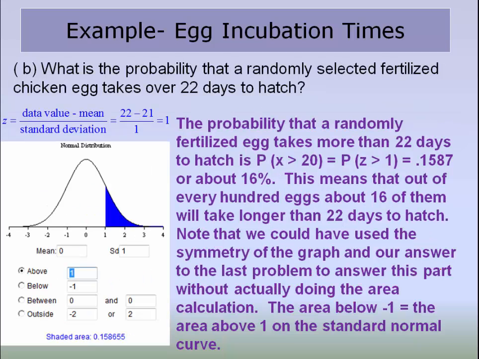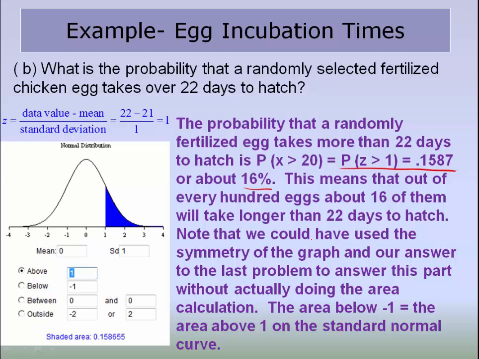What's the probability that a randomly selected fertilized chicken egg takes over 22 days to hatch? So our z-score for 22 was positive 1, so the probability that z is greater than 1 using the website, we find that area to be 0.1587, or about 16%. And this means that out of every 100 eggs, about 16 of them will take longer than 22 days to hatch. Note that we could have used the symmetry of the graph in our answer from the last problem to answer this part without actually doing the area calculation.